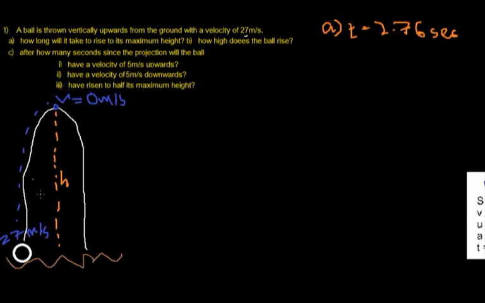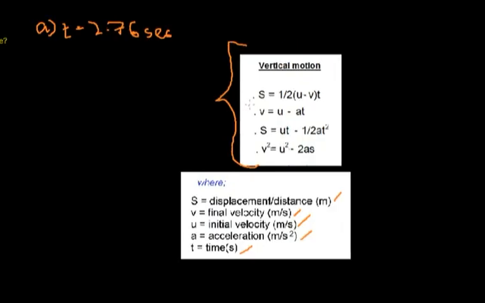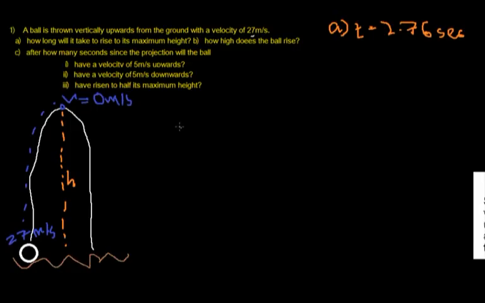We can answer this question by looking at the equations to use. We can use either of these, this or this. They will still give the same answer. So let's use this equation: S is equal to 1/2 (U minus V) multiplied by T.